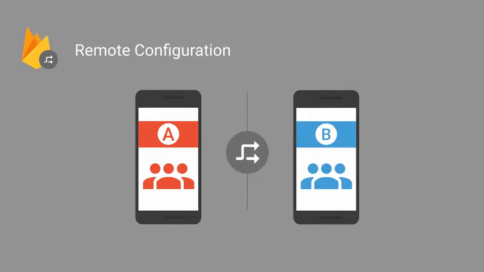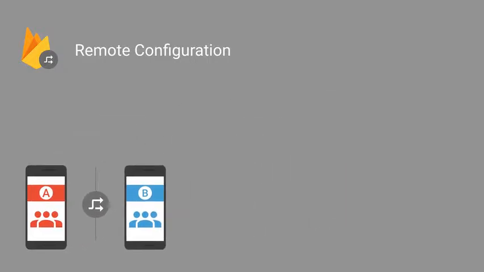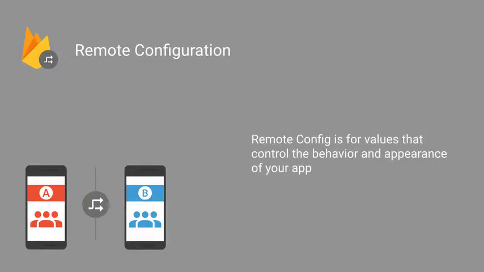At its core, remote config is a key value store for the public parameters in your app that you want to be able to tweak from the Firebase console. Key value may remind you of the real-time database. But remote config is meant specifically for values that control the behavior and the appearance of your app.